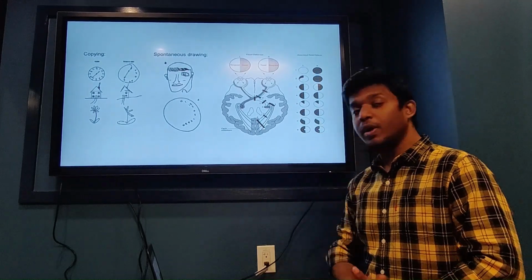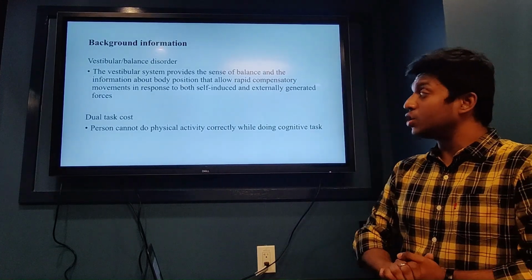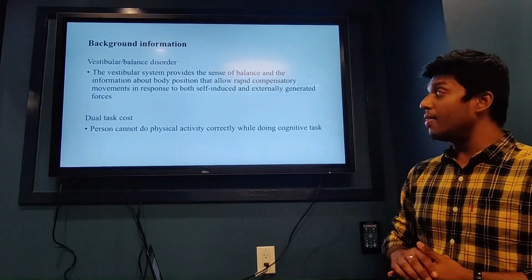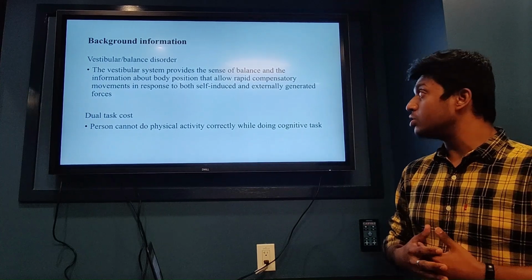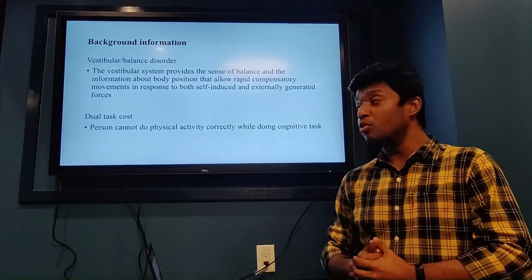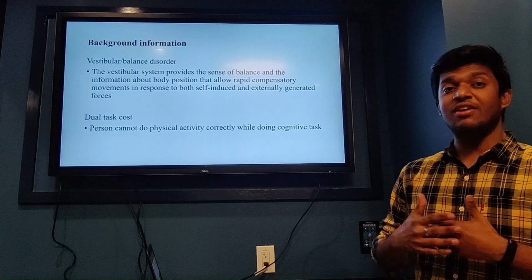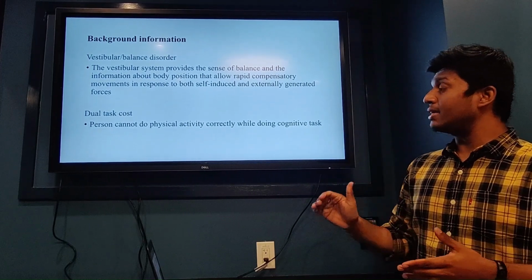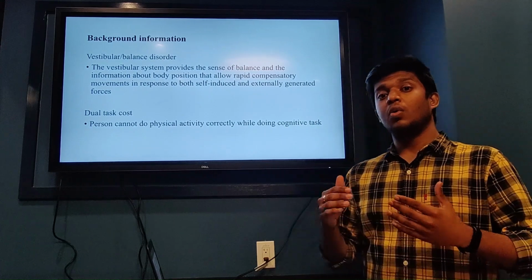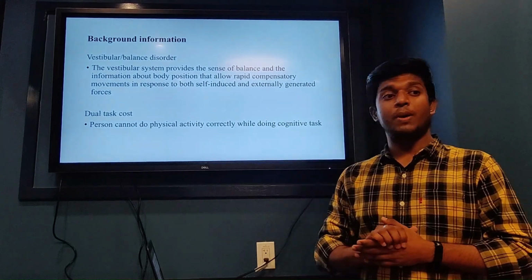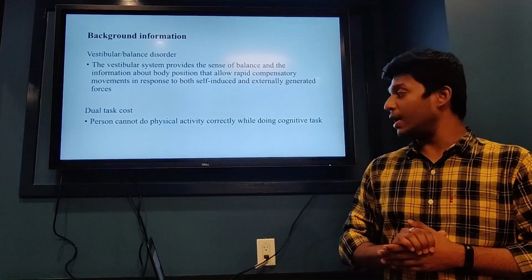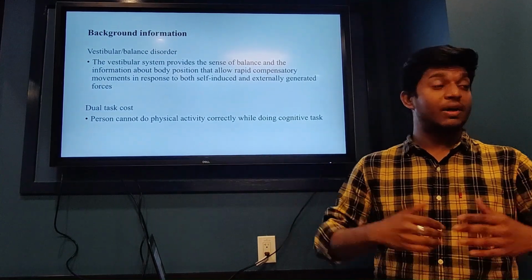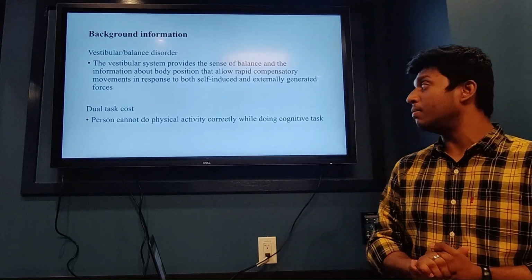The third disorder that we're looking at is vestibular or balance disorder. The vestibular system provides a sense of balance and information about body position that allows rapid compensatory movements in response to both self-induced and externally generated forces. An example of this would be someone affected by this disorder not being able to rapidly move their head left and right, which would affect how they're able to perceive, or rather see, the environment around them.